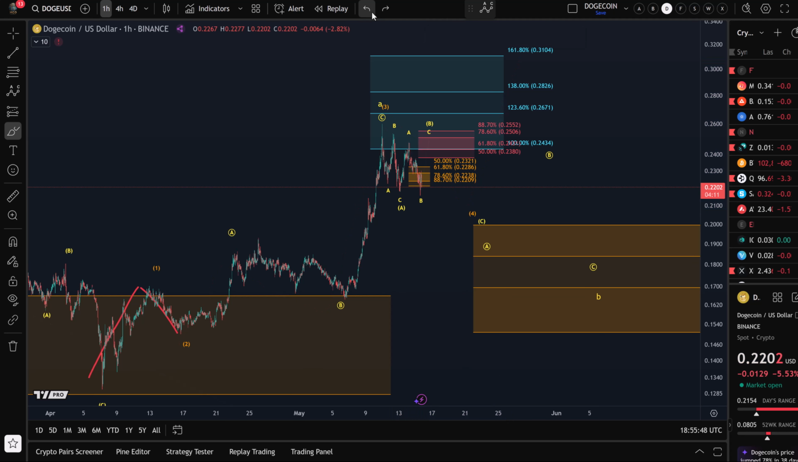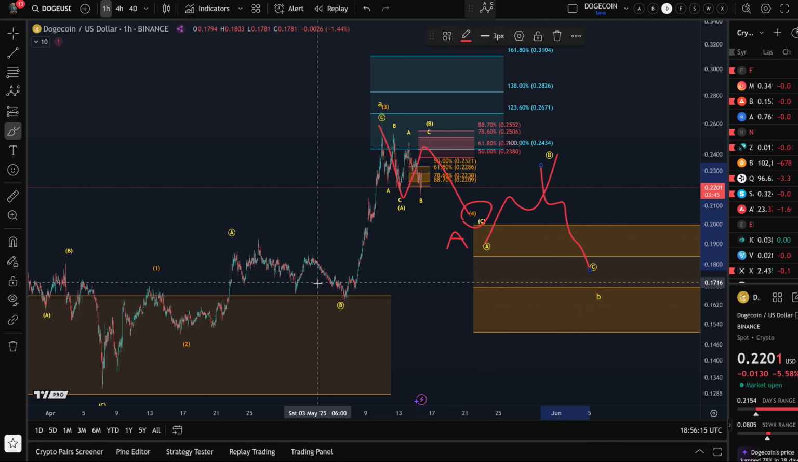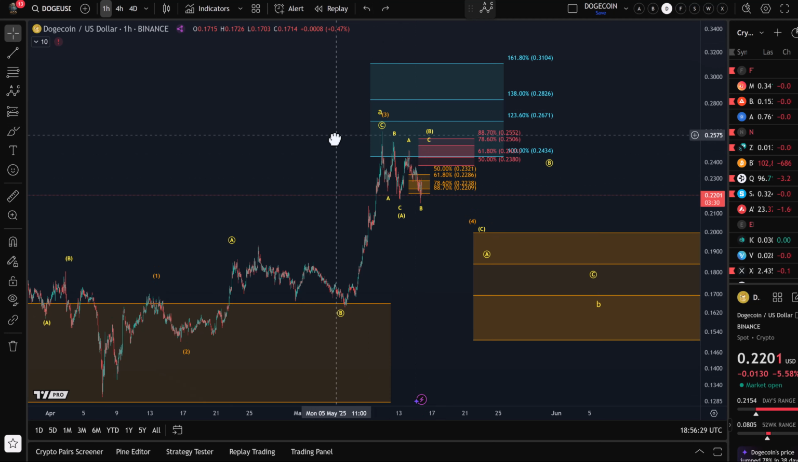So I think the main difference is that after this correction is complete, if it's an ABC structure like this, and we're going to take a look at the nano structures in a minute, if it's an ABC structure to the downside, then it can be a wave 4. But if this is only going to be the larger A wave of a correction and the next rally is going to be a B wave and then a C wave down, well, then we're dealing with a larger B wave, which means after the initial ABC pattern is complete, we can already potentially watch for the next rally to the upside in a 5th wave. This would be the orange scenario.